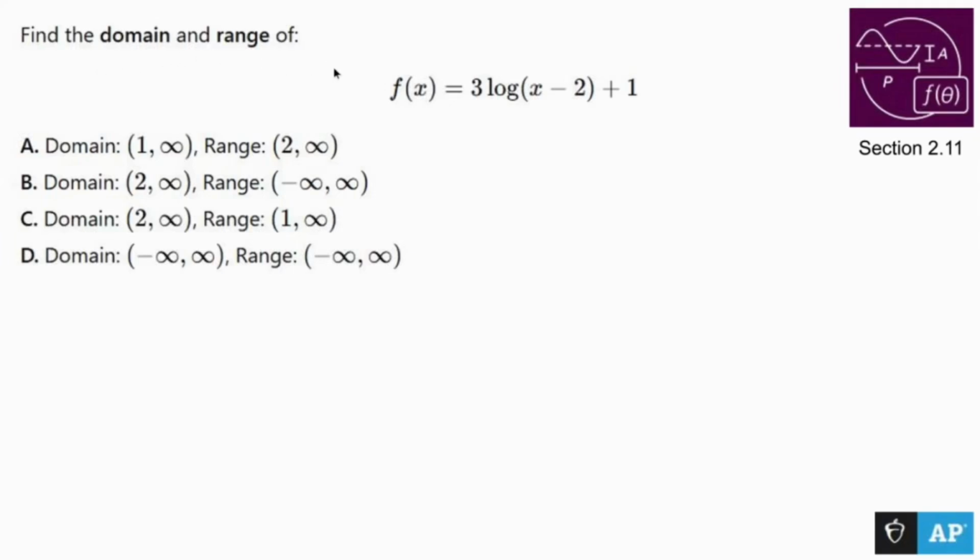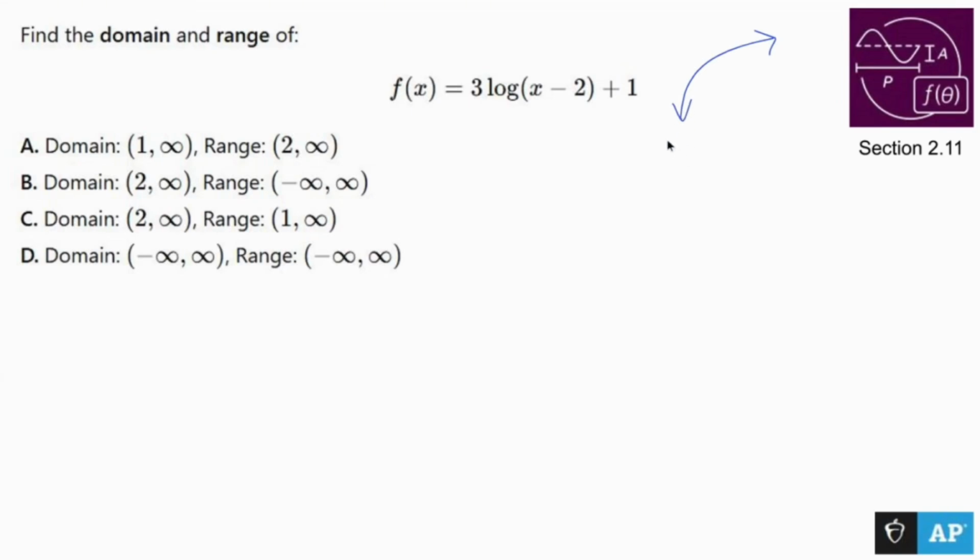Find the domain and range of f(x) = 3 log base 10 of (x − 2) + 1. Now the easy part of this is the range. This is a logarithmic function, which means when graphed it's going to look like that. So the range is going to be everything.